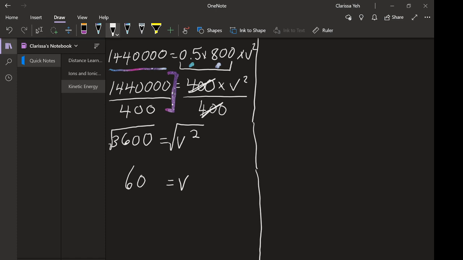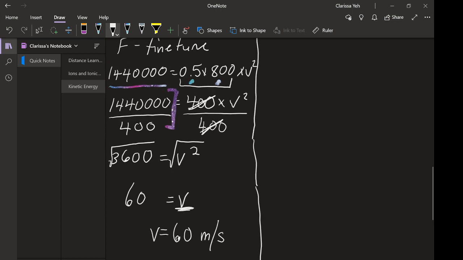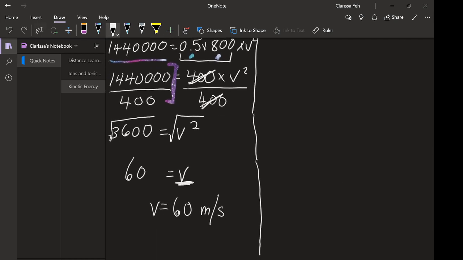And I know that I'm finished because my variable has now been fully isolated. I have just a v and then one number on the other side. So I have a value for v now. V equals 60. And that is my velocity. So my final unit is meters per second. So my final step is just stating the answer, which we've done here.